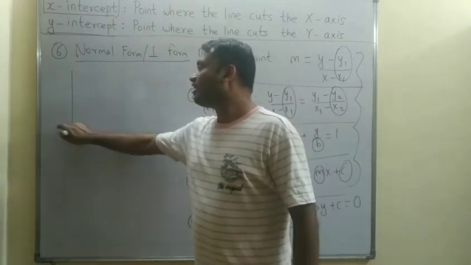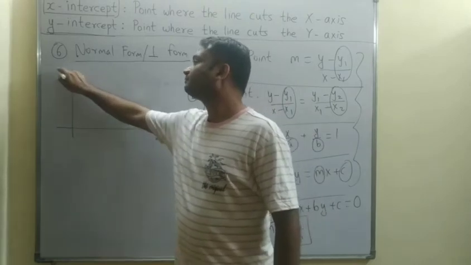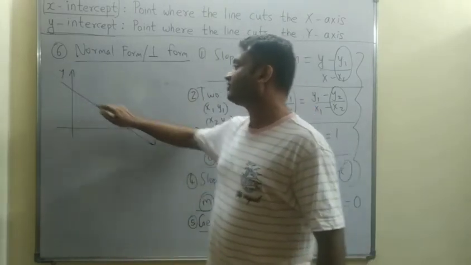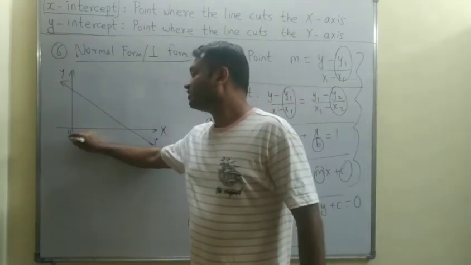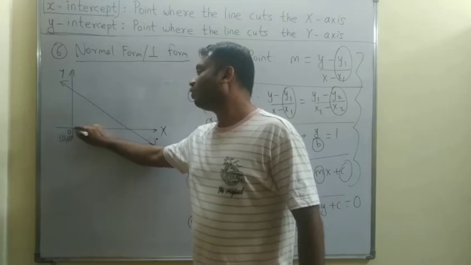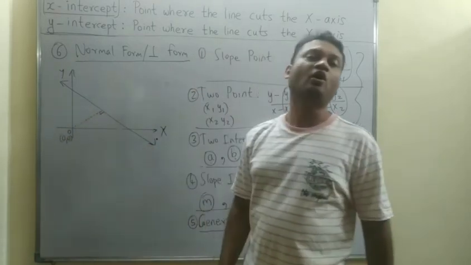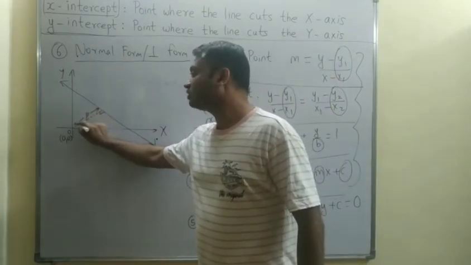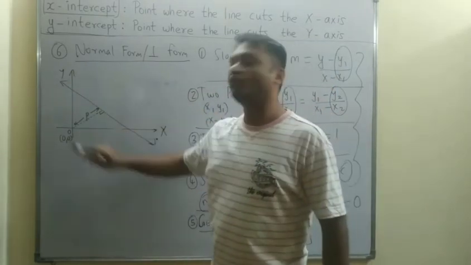So suppose we have x-axis and y-axis as shown, and we have a straight line, which is, let us say, like this. This is our straight line. This line is at a distance p from the origin. So this is the distance of the straight line from the origin. P, small p, refers to the perpendicular distance of this line from origin.